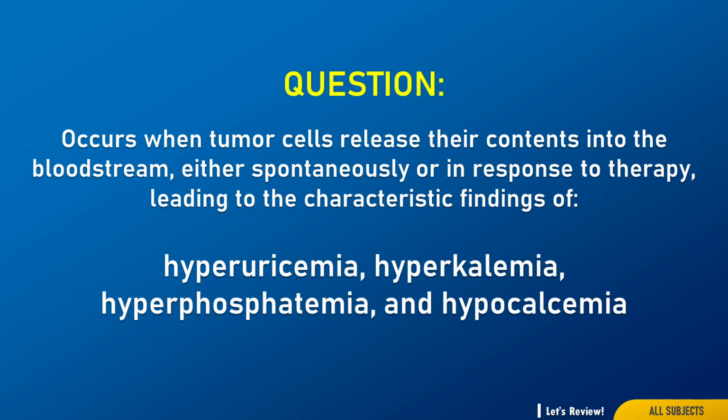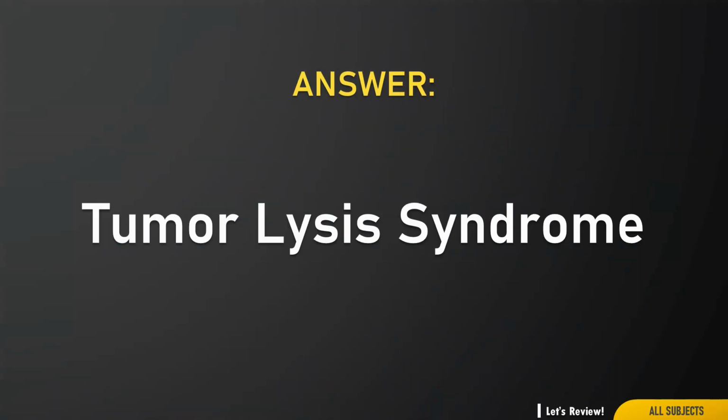Occurs when tumor cells release their contents into the bloodstream, either spontaneously or in response to therapy, leading to the characteristic findings of hyperuricemia, hyperkalemia, hyperphosphatemia, and hypocalcemia. Tumor lysis syndrome.